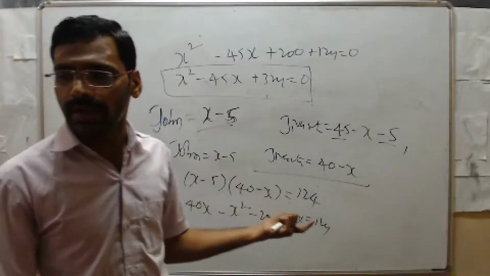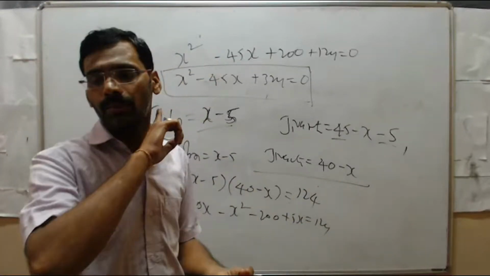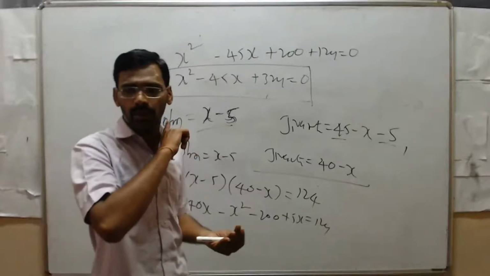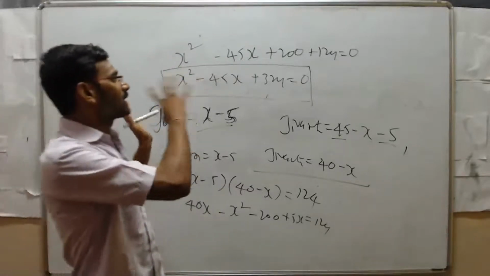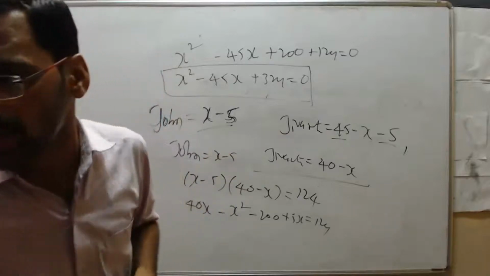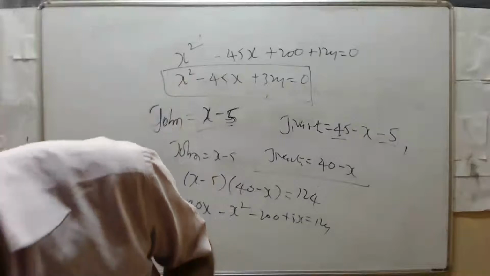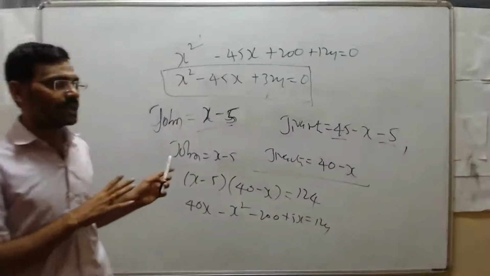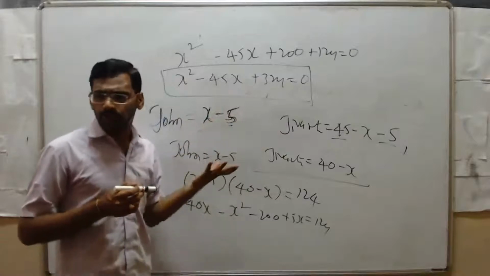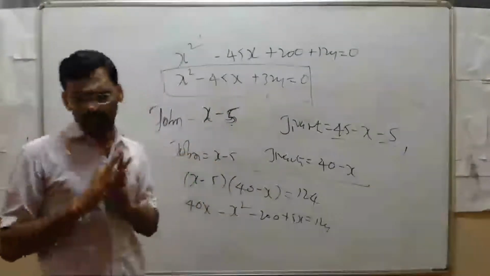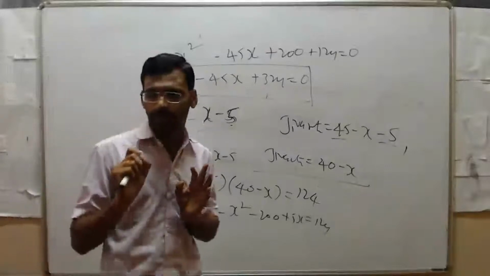Then we are able to find the values of John and Jeevanti with the help of factorization, or the quadratic equation formula, or the completing the square method. The entire situation is converted into the form of a quadratic equation. Then we can solve this equation with any method: factorization, formula, or completing the square.